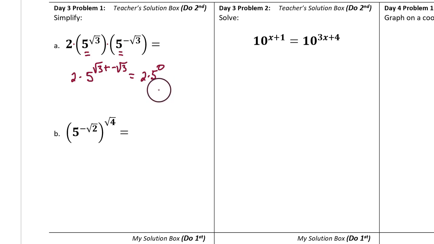What was the exponent rule earlier this year about 0 power? Anything to the 0 power is equal to a 1. And so the final answer is 2.